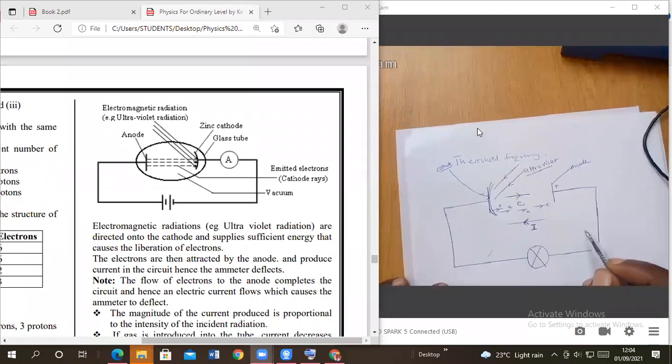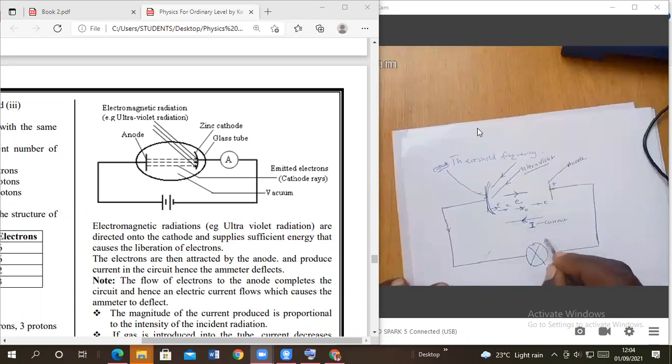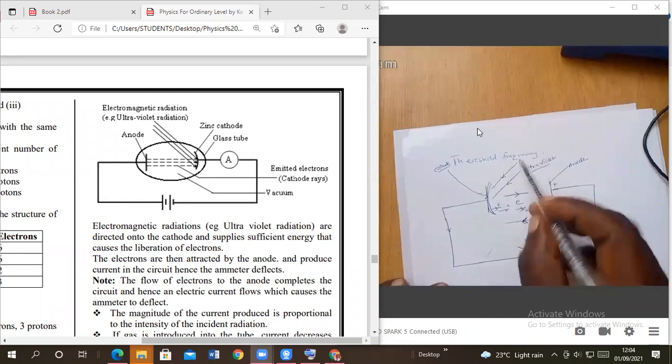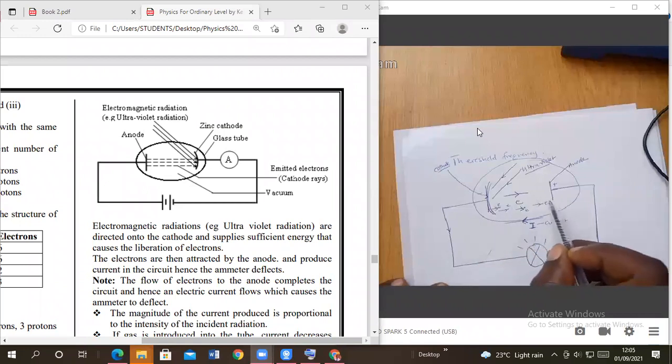The symbol for current is I. So I means current. So this will be current flowing in the opposite direction of the electrons. We shall have current flowing in this direction, and now the bulb will give light. Why is the bulb giving light? Because there is current generated. How is current generated? When the ultraviolet radiation fell on this cathode, this cathode emitted electrons. Electrons were being injected out of that cathode, and those electrons were attracted towards the anode.